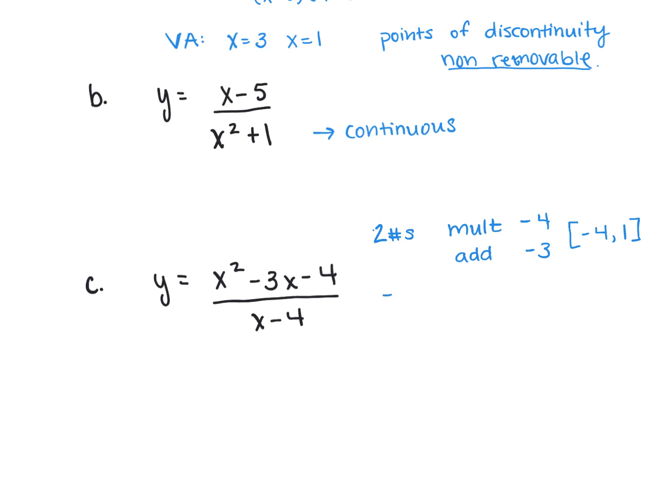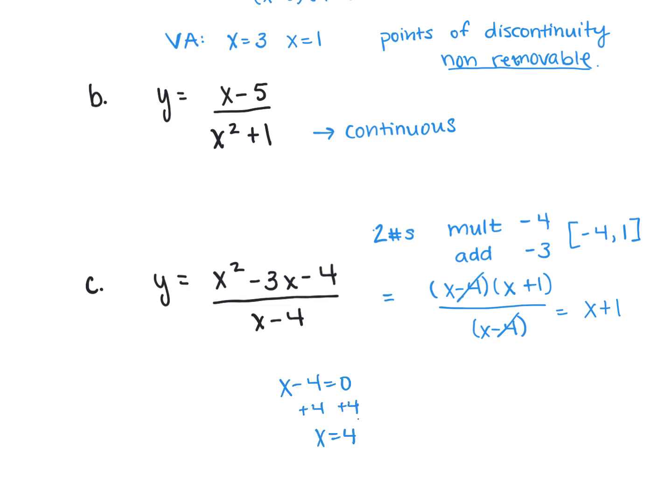So here we'll have equals (x minus 4)(x plus 1) all over x minus 4. These two cancel. We're left with x plus 1. Because we were allowed to cross out that x minus 4 on our denominator, that means we have a hole. We'll set the x minus 4 equal to 0 and solve. We're left with x equals 4. And so we'll write here we have a hole in our graph at x equals 4. And this is removable. Point of discontinuity.